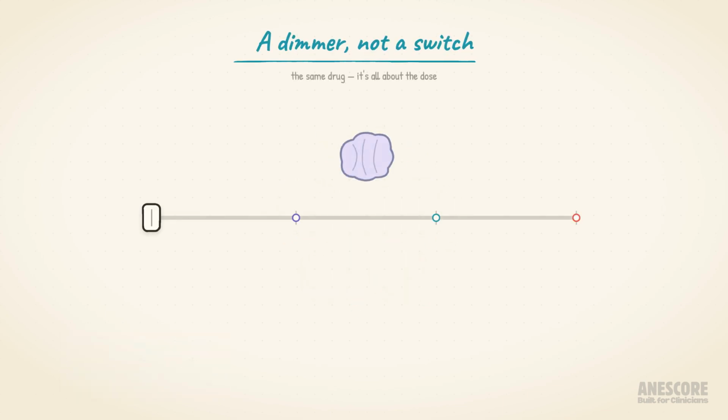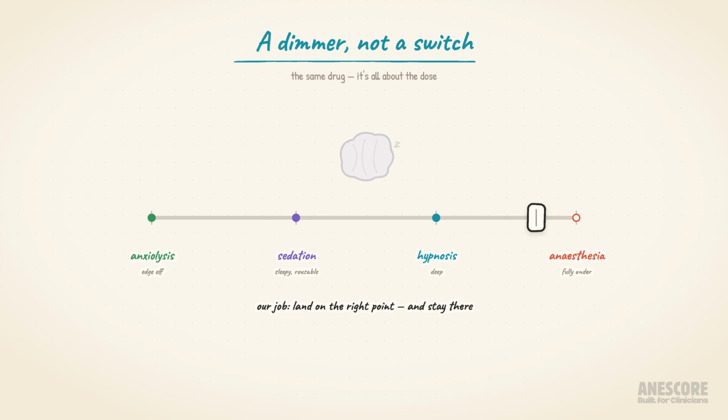First, a word that gets used loosely, sedation. It isn't one fixed state, it's a sliding scale. Turn the dial a little and you get anxiolysis, just taking the edge off. A bit further and the patient is sleepy but rousable. Further still is deep sedation, and at the far end, full general anesthesia. The same drug can sit anywhere on this dial depending on the dose. So our real job is to land on the right point and stay there.